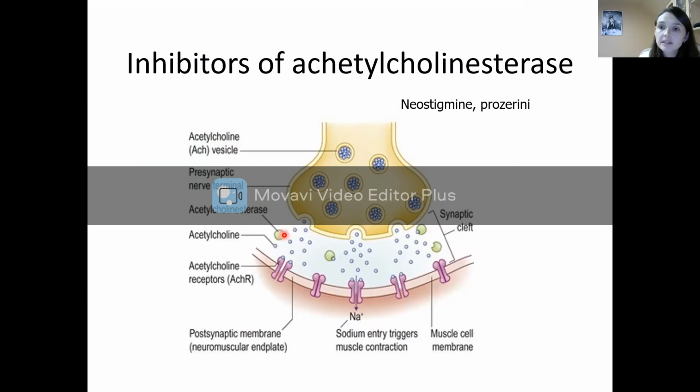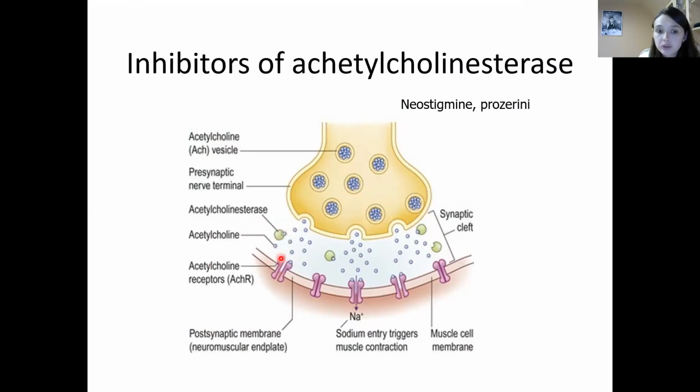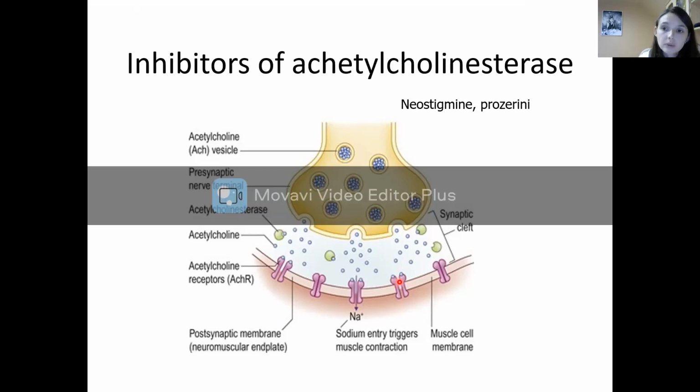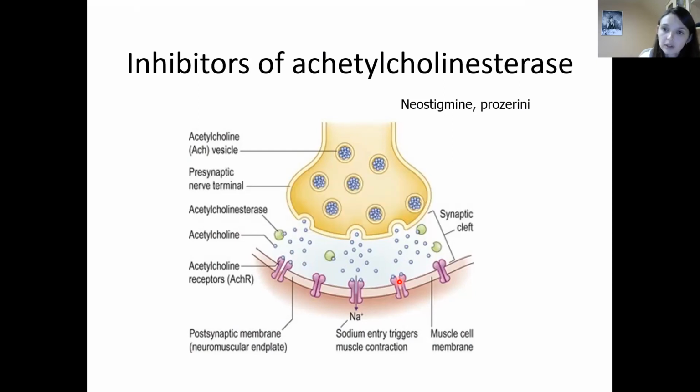In case of myasthenia gravis, some of the receptors are blocked by antibodies. Those receptors which are not blocked by antibodies are open. They could connect with acetylcholine. That is why it's important to increase the lifespan of acetylcholine.